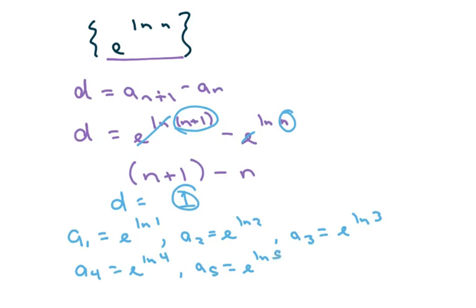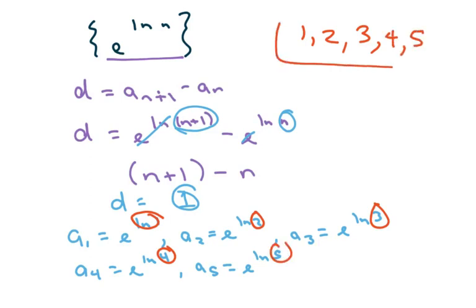Now, simplifying this, we know that ln of 1 is 0. e to the 0 is 1. And this is just going to be 2. This is just going to be 3. This is going to be 4. Remember when we did our logs, this is going to be 5. So these are the first 5 terms.